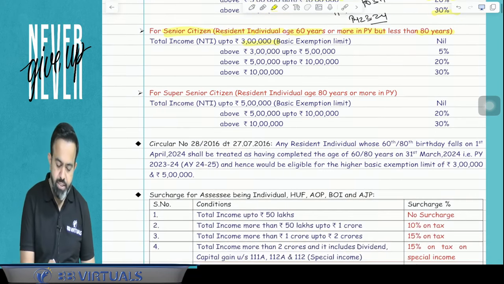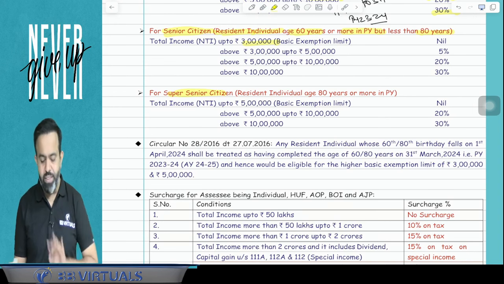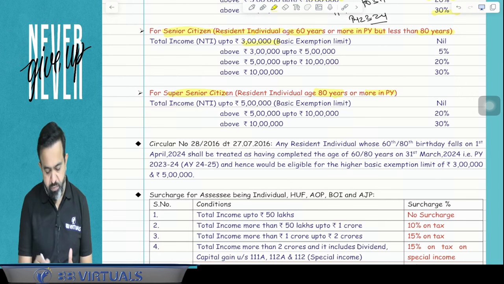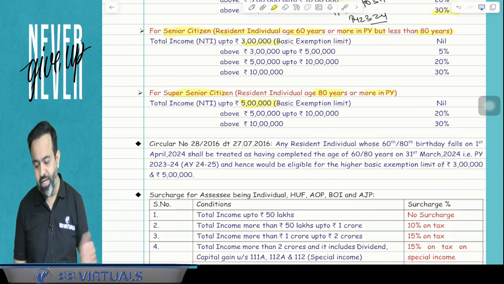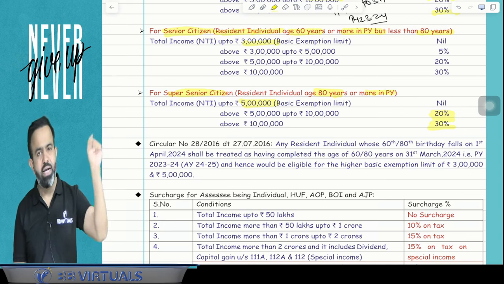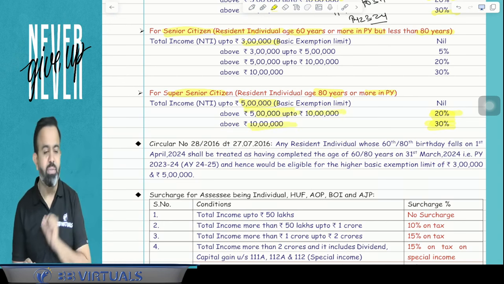Now the next part is the super senior citizen. Super senior citizen means a resident individual aged 80 years or more in the previous year. In this case, 5 lakh is the basic exemption, meaning up to 5 lakh there is no tax. 5 lakh to 10 lakh, 20%; more than 10 lakh, 30%. Remember, here there is no 5% slab rate, it is only 20% and 30%.